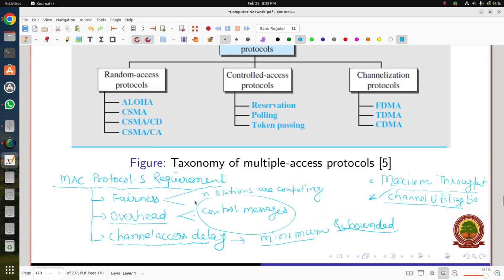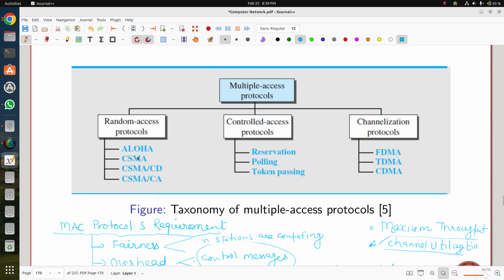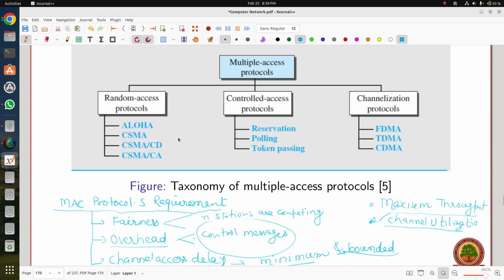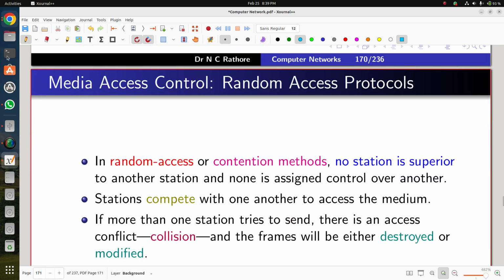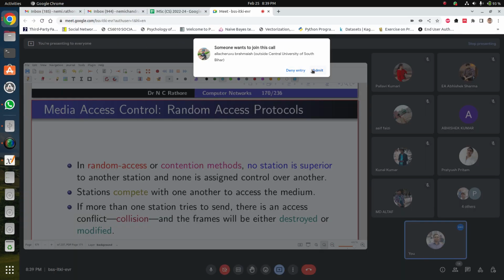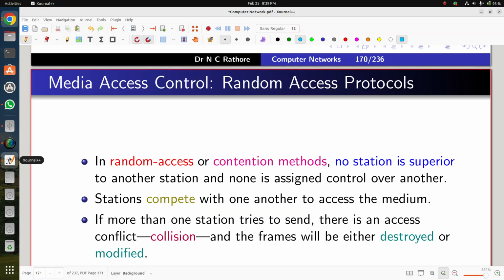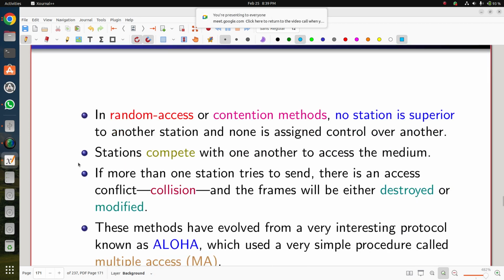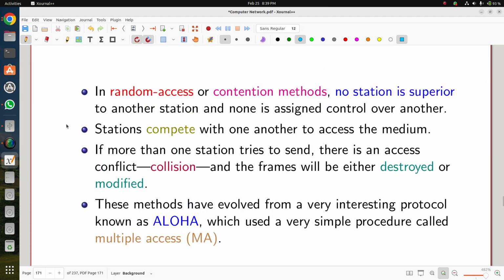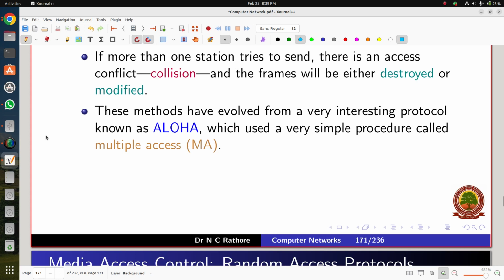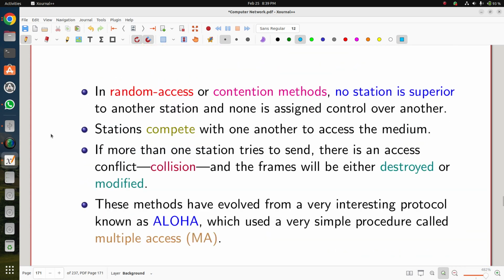Okay, so now let's come to our category of MAC protocols. We will discuss random access protocols in this class. As I told you, there is one category of protocol called random access protocol. So what happens in random access protocol? The stations are allowed to transmit whenever they have data. Whenever they want, they can transmit.